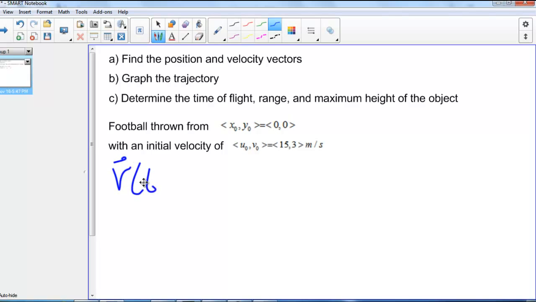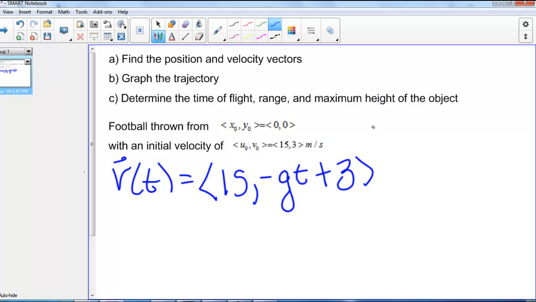So v of t, the velocity vector, equals u naught, negative gt plus v naught, and gravity, since we're in meters per second, is negative 9.8. So we can plug that in too.